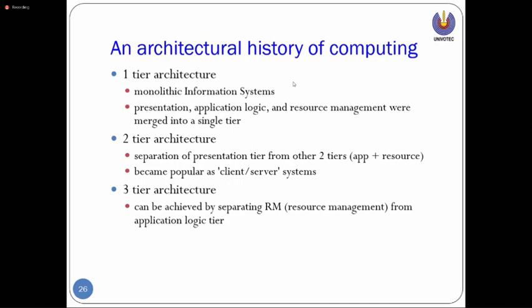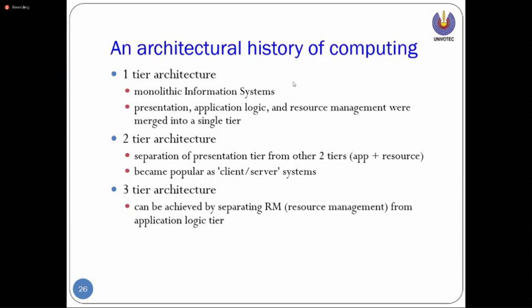Now the architecture history of computing. First tier architecture is the monolithic information system, everything in one flat line. Presentation, application logic, and resource management were merged into a single tier. A single tier, so we call it the first tier architecture.